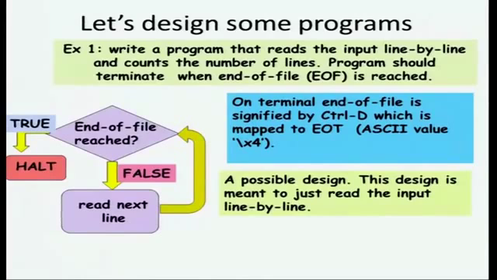Okay. So, the flowchart at the very top level can be envisioned as follows. We will just check has the end of file been reached. If the end of file has not been reached, you read the next line and check again. If the end of file has been reached, then you halt, otherwise you read another line. Okay. So, here is the very top level picture of what we want to do. This design is just meant to read the input line by line. It is a very vague flow chart, but at the top level this is what we want to do.